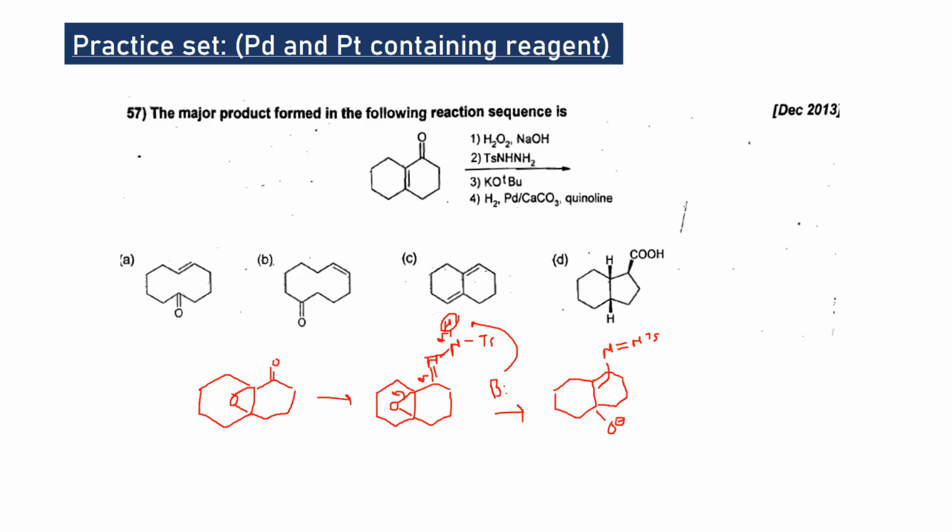After that, this carbonyl goes here, this bond breaks and N2 eliminates from the system. So the correct product is A. So the correct option is option A. I hope it's clear.